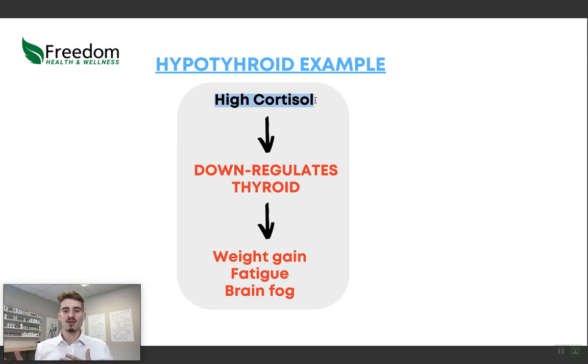Maybe there's some kind of food sensitivity or hormone imbalance, and that's increasing your sympathetic function and just driving the adrenals to release more cortisol. This high cortisol will downregulate your thyroid. Okay, that's the dysfunction. And then we have the symptoms. Then you have weight gain, fatigue, brain fog.